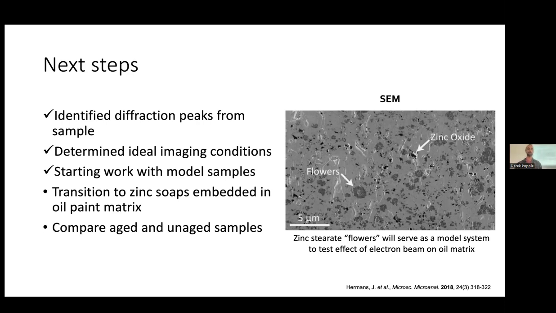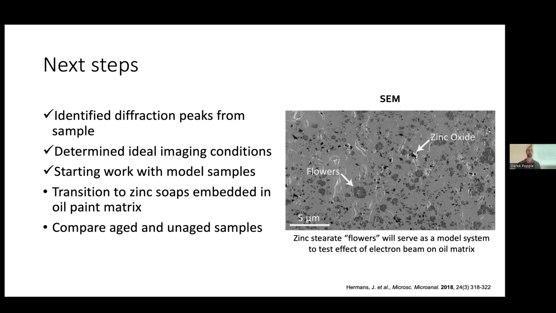And then other things like determining ideal imaging conditions to maximize signal to noise, so that when we switch to real samples, we know what conditions we should go in with. And so we've started some work with model samples, and we're transitioning to zinc soaps embedded in these oil paint matrices, moving from the reference samples to help understand, are these samples going to be too thick, making sure that there's not going to be any challenges to the actual imaging.